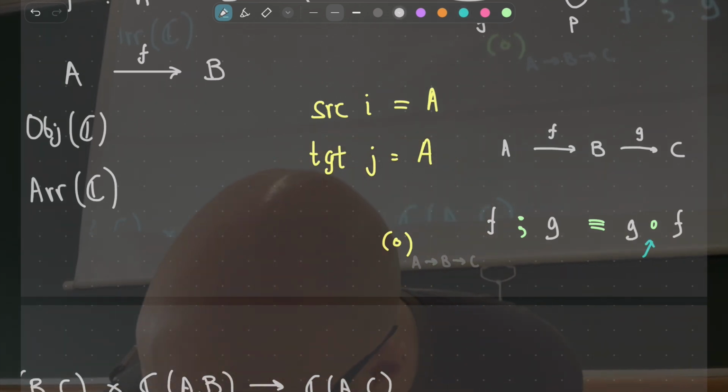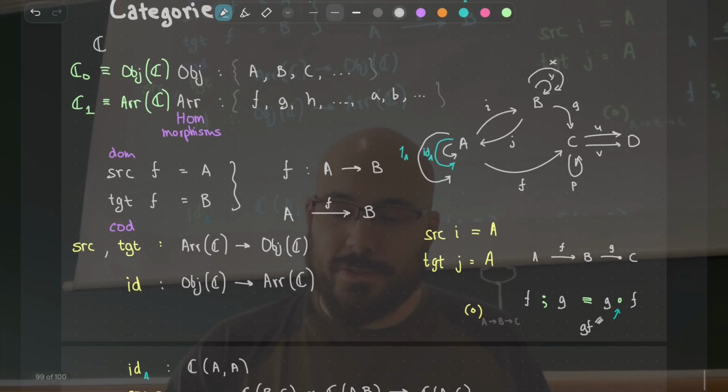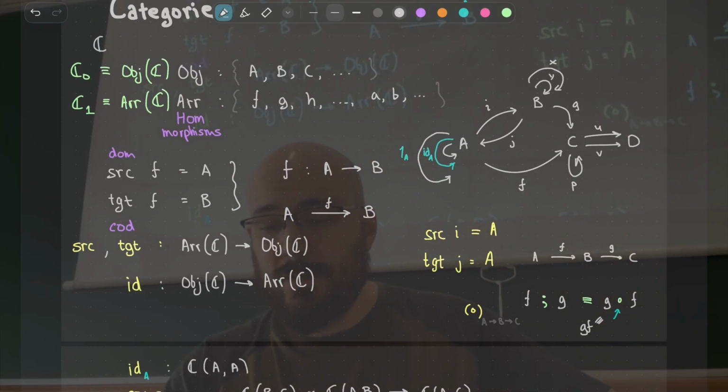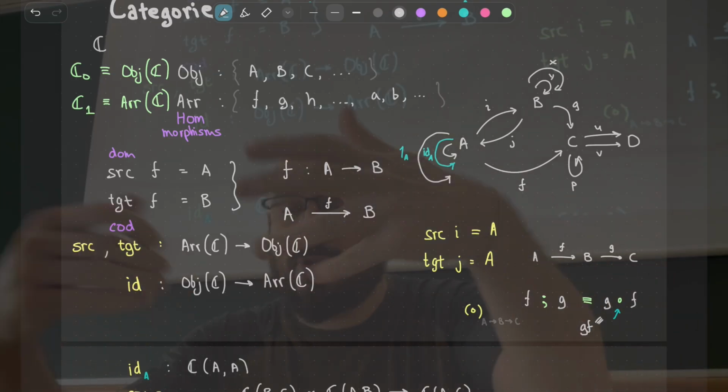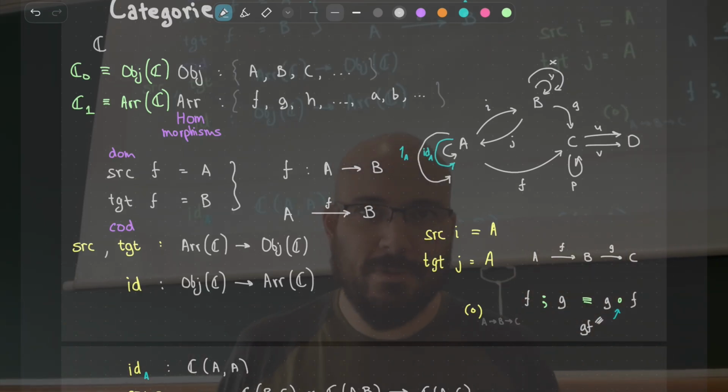So if I write GF, this means this, okay? So, okay, questions so far? So far I have told you all the data that somebody needs to provide in order for them to have a chance to have defined the category.